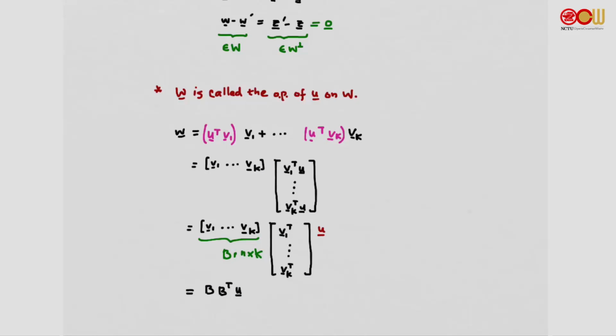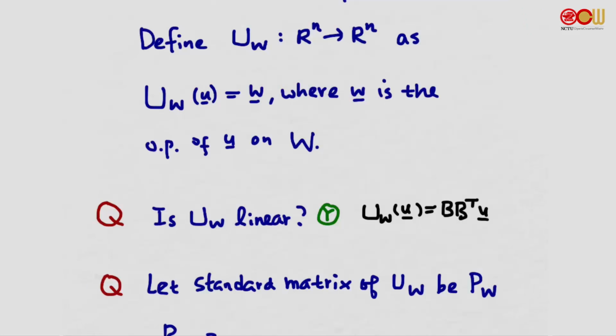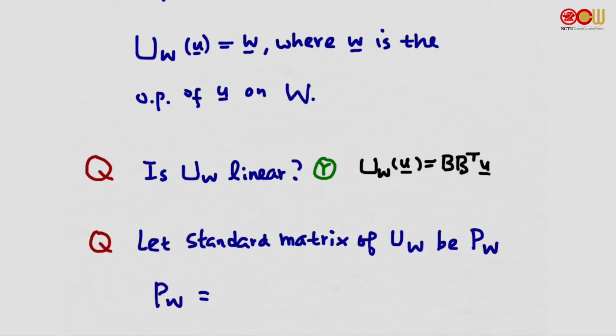Remember how orthogonal projection is related to U vector? So is UW linear? It's indeed linear, isn't it? Because the orthogonal projection vector, the image of U under UW, is equal to BB transpose U. So indeed, this is linear. If it's linear, then it has a standard matrix. What is the standard matrix?